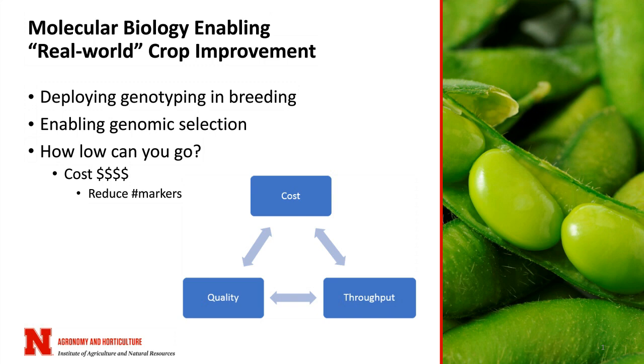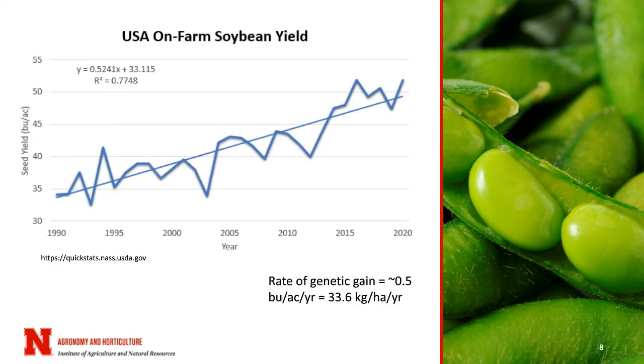I'm going to use soybean as an example because that's the main crop that I work in. If we look at the USA on-farm soybean yield over the last 30 years, we see a continual increase from 1990 all the way to 2020. And of course, there are peaks and valleys. You've got your good yielding years and your low yielding years, good weather, bad weather. But if you draw a trend line through that, you can see an average rate of genetic gain. It's approximately half a bushel per acre per year, or about 33.6 kilograms per hectare per year.